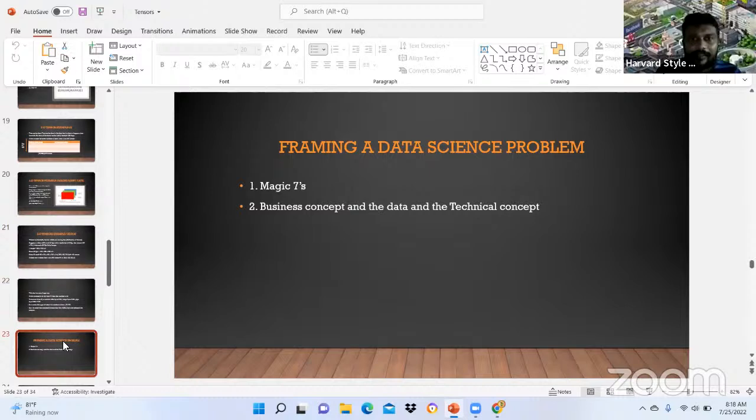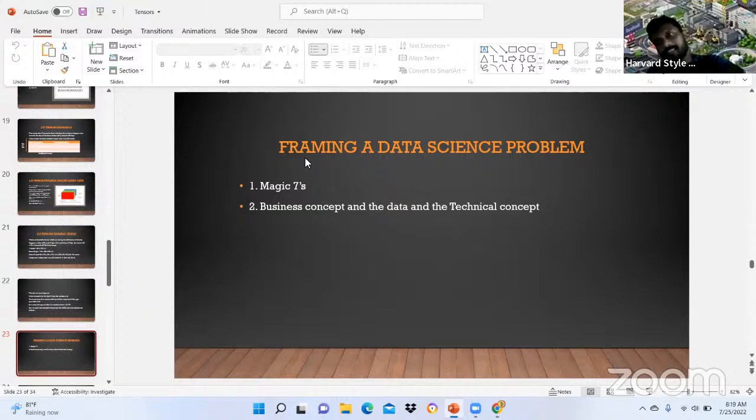Okay, I think you guys understood up to that one. Now we'll see this framing of data science problems. Now you guys want to go to the industry. You want to go to the industry and become a junior data scientist or machine learning engineer.